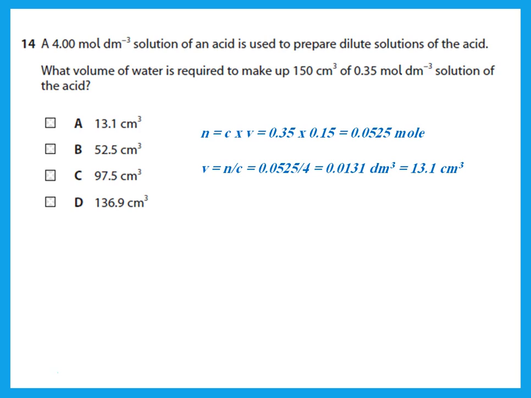But then I want a total of 150 centimeter cubed. So if I take 13.1 centimeter cubed of that 4 mole per decimeter cubed solution, I need to add to it how much water. I need the total volume to be 150. So I will need to add 136.9 centimeter cubed to the 13.1 in order to make a total of 150.